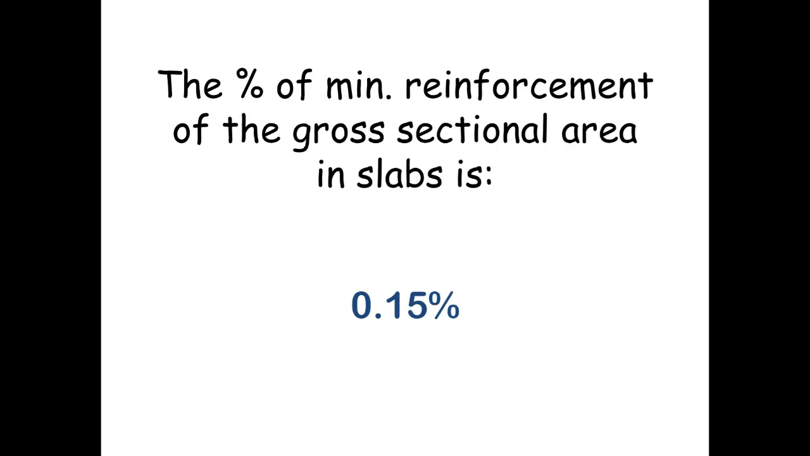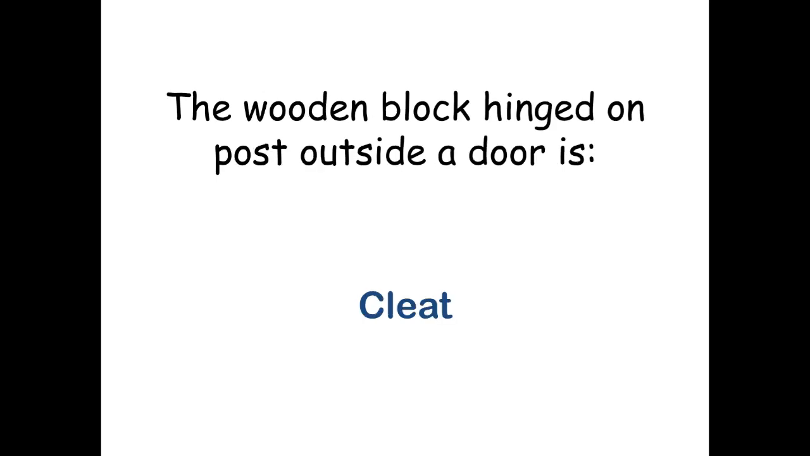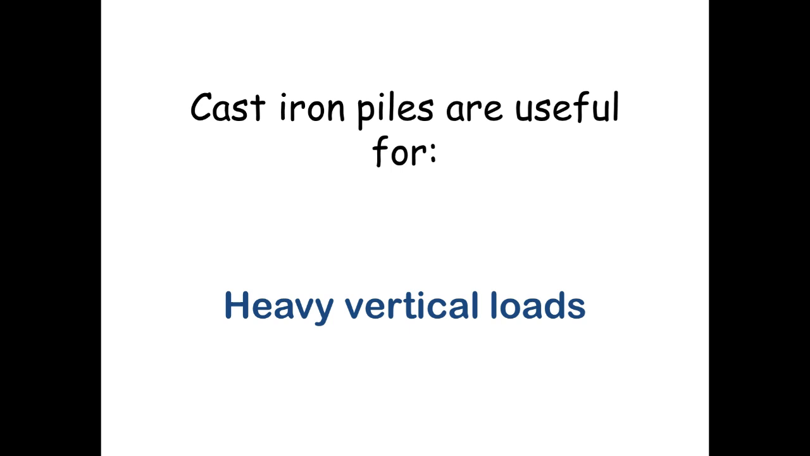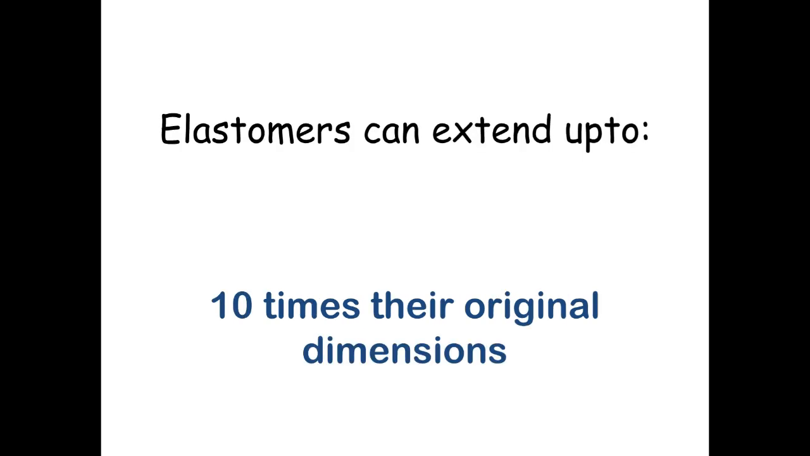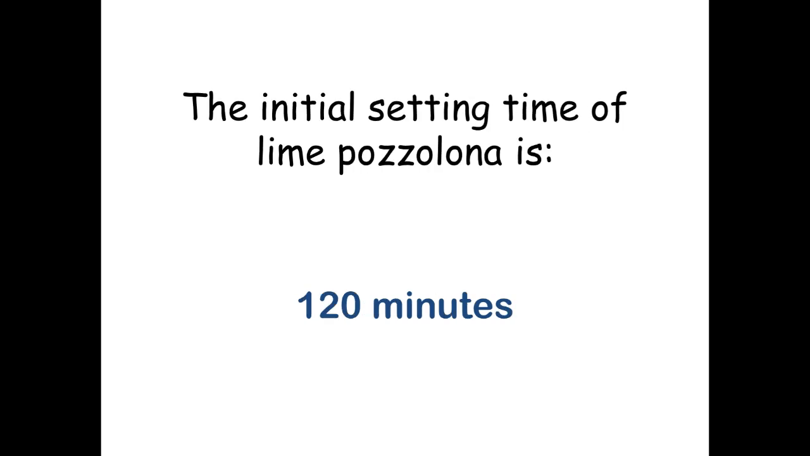The percentage of minimum reinforcement of the gross sectional area in slabs is 0.15%. The wooden block hinged on post outside a door is cleat. Cast iron piles are useful for heavy vertical loads. Elastomers can extend up to 10 times their original dimensions. The initial setting time of lime pozzolana is 120 minutes.